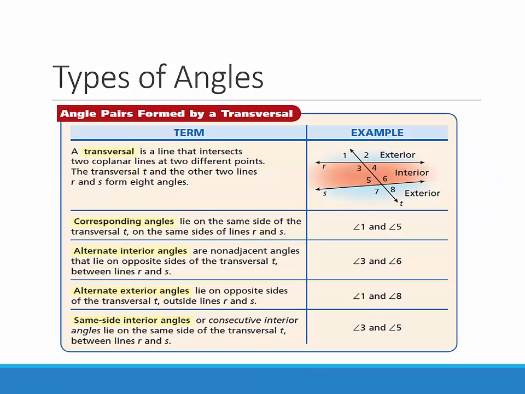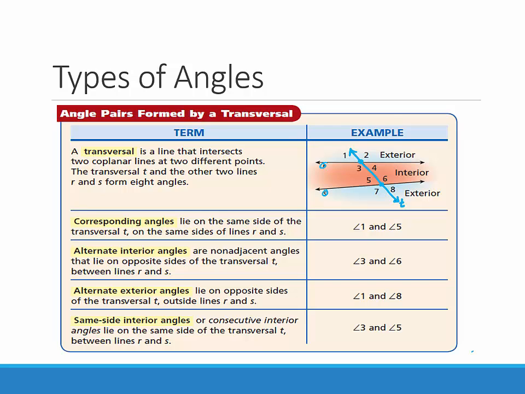So now that we've talked about types of lines, let's talk about types of angles. So we have two lines floating out in space, and if those two lines are cut by something, we call that a transversal. So the definition is a transversal is a line that intersects two coplanar lines at two different points. So we have this line R over here, and this line S, and this T is our transversal. It cuts those two lines at 2 points here.